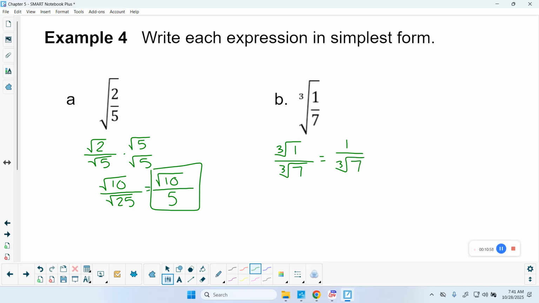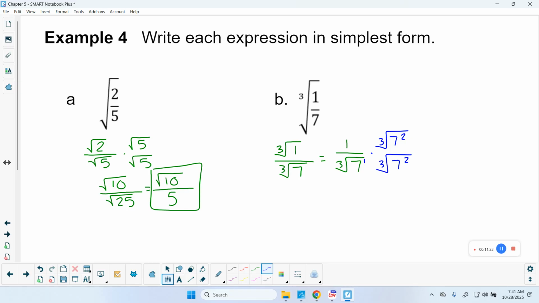Now what happens on this one is because it is the cube root, it means we have to have 3 7s underneath in order to actually simplify. So what happens is, because this is 7 to the first power, in order to actually rationalize, we have to multiply it by the cube root of 7 squared. Because in order to get 3 of them, you have to go 1 plus 2.